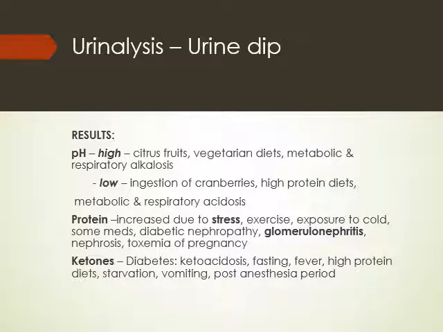Here we're going over what might influence or what might cause a high or low of any of those entities. So a high pH, and these are some of the things that might cause it. Low pH, and you see their ingestion of cranberries too much. Protein, due to stress, so maybe you all have protein in your urine. Also exercise, exposure to cold, glomerular nephritis, toxemia of pregnancy.